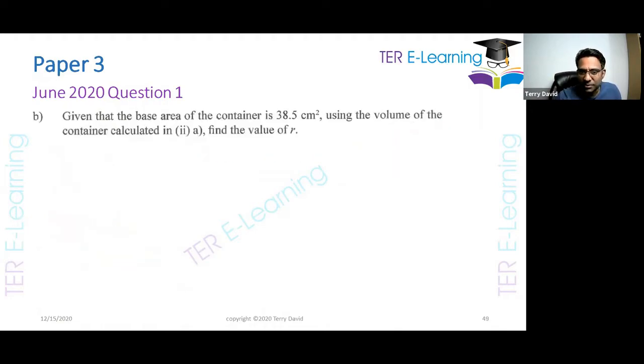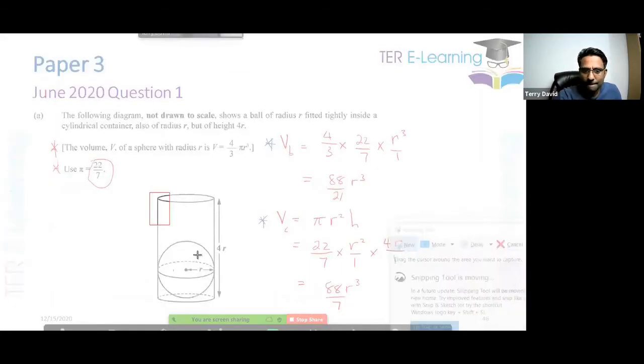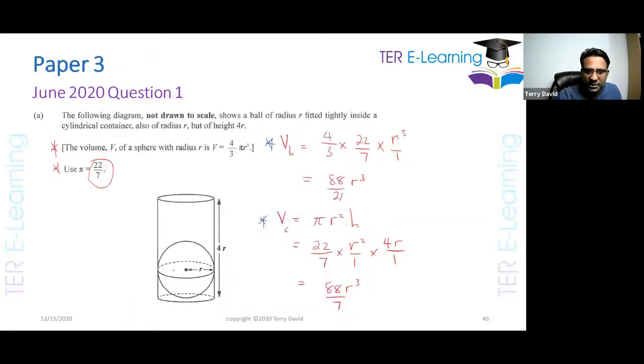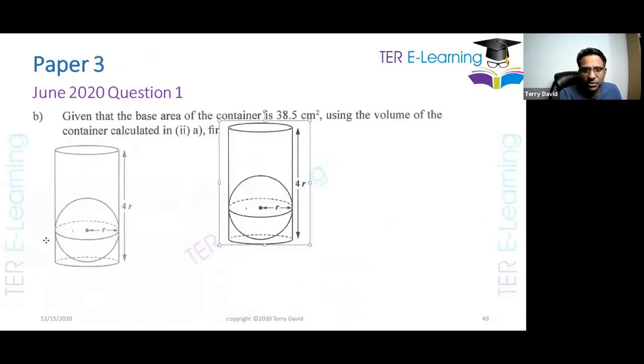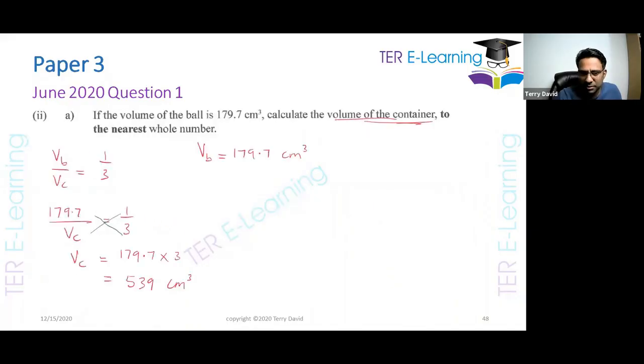Right, so that's A. What is this one here now? Let's see what they say. Given that the base area of the container is 38.5 centimeters squared, using the volume of the container calculated in the previous part, find the value of R. I can understand why this question will give people trouble. So let me get this diagram back here for you. Let's look at what they're saying. We just worked out this 539 represents the volume of the container.